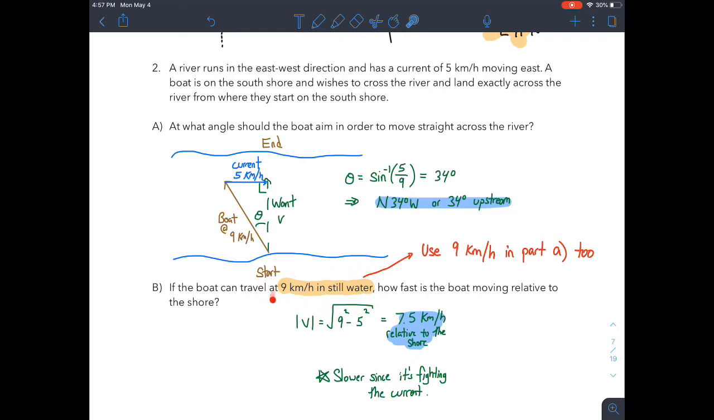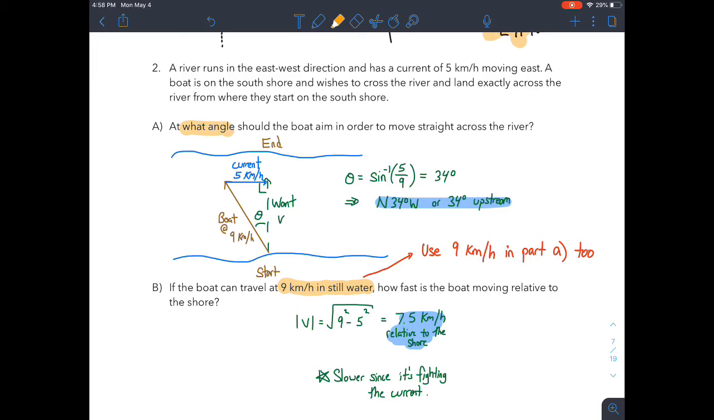When these questions tell you a boat can move in still water or something like that, or a plane in still air, that means without anything else acting on it, that's how fast this object is going. So if there was no current and we decided to point our boat in this direction, we would travel along this brown vector at 9 kilometers an hour. But the current exists, which means we are going to travel at a slightly different speed because we are fighting against the current a little bit. So part A asks us, what angle should we aim the boat?